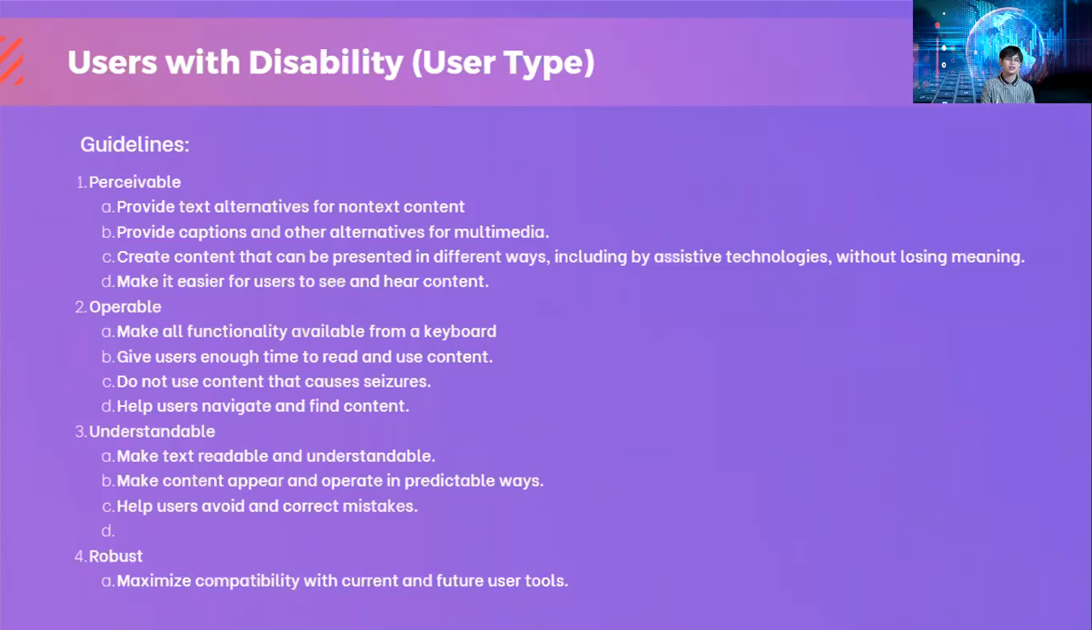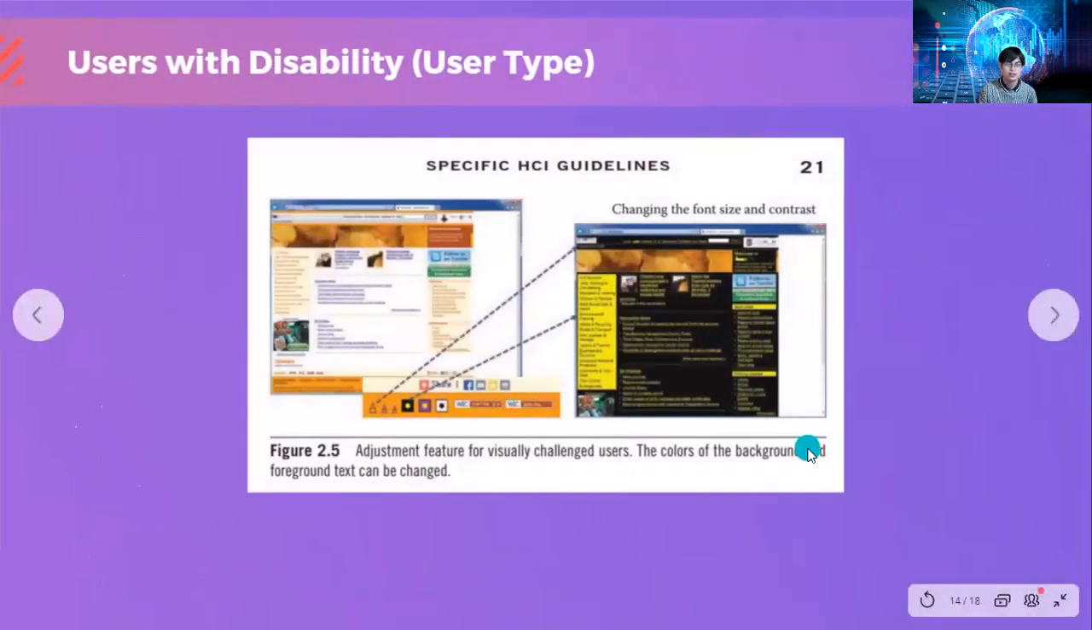There are a lot of tools that you can actually use. We have this example here. As you can see, this website has an option for visually challenged users, wherein the user can change the colors of the background and the foreground. So there should be features like this.